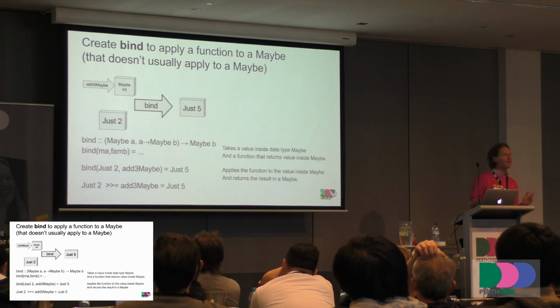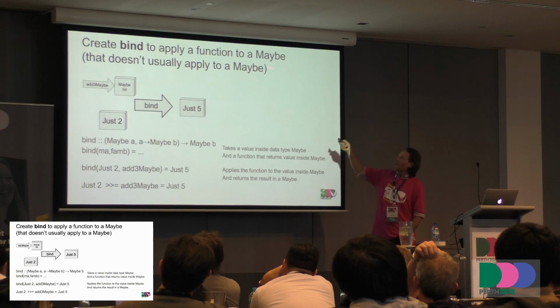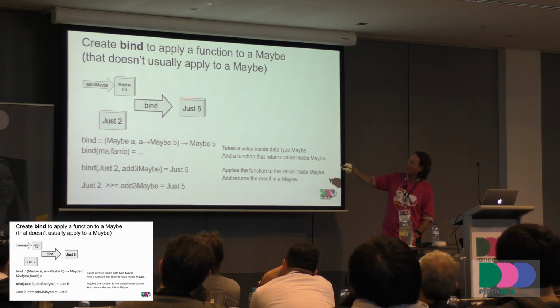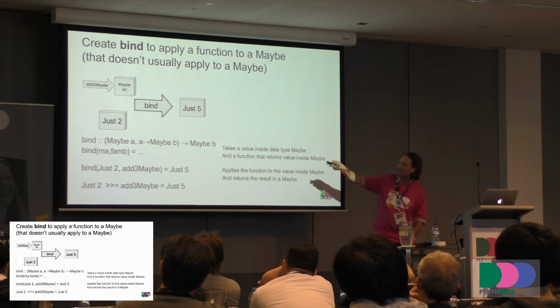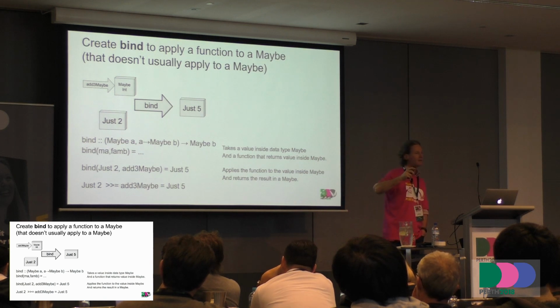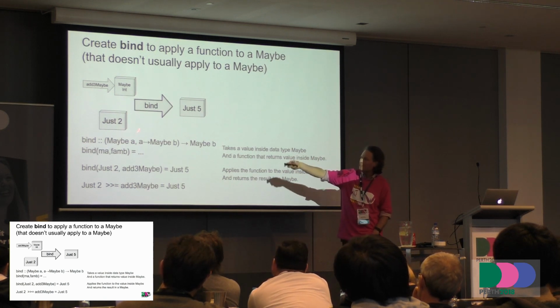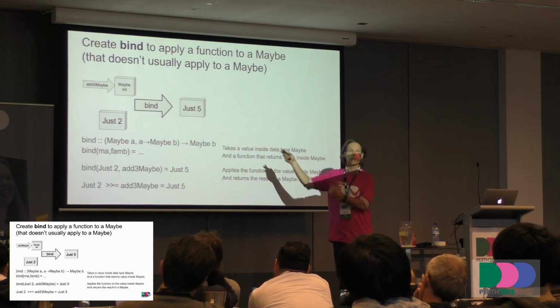So we do the same sort of thing. Let's create a function, call it bind, to apply a function to a maybe that doesn't usually apply to a maybe. So here's a function over here, add 3 maybe, which produces a maybe, but it doesn't usually apply to a maybe. And now we're going to actually pass in a maybe, just 2, and bind's going to do all the magic to make sure it takes the value out, puts it into this one, gets the answer.